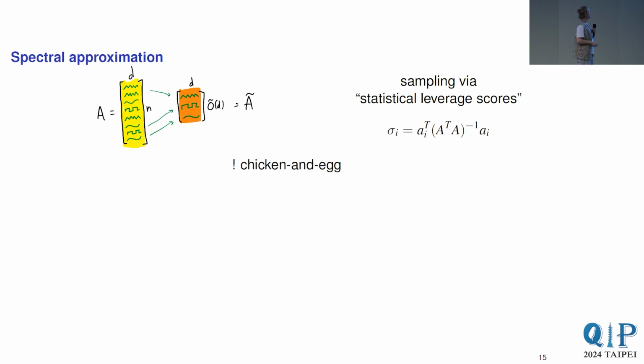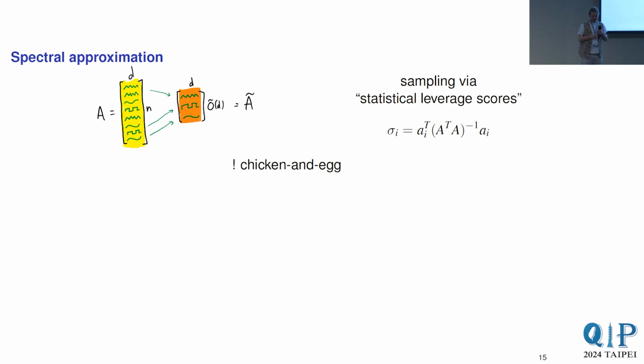That directly raises the following issue: this is a chicken and egg problem. We want to use this idea to invert A transpose A, but in order to compute these leverage scores, we need to know what (A transpose A) inverse is. That seems like a problem. So what you can try instead is something much simpler, much dumber. What if you just uniformly downsample? You just pick a bunch of uniformly random constraints.